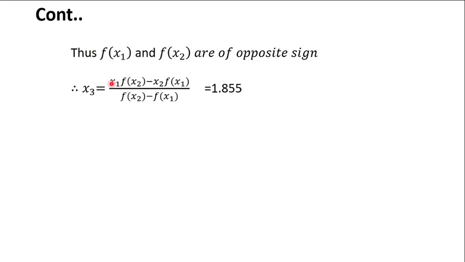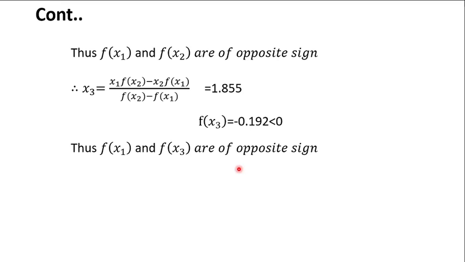Substitute the values of x1, f(x2) and also x2, f(x1). We get the value 1.855. Then find the function value at x3. We get -0.192. Again it is less than 0. Therefore x3 replaces the x2 value. Hence f(x1) and f(x3) are of opposite sign. The root lies between x1 and x3.